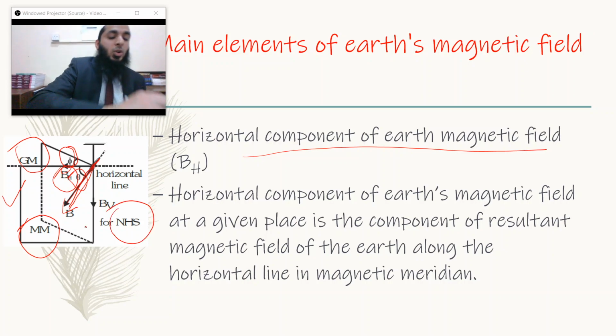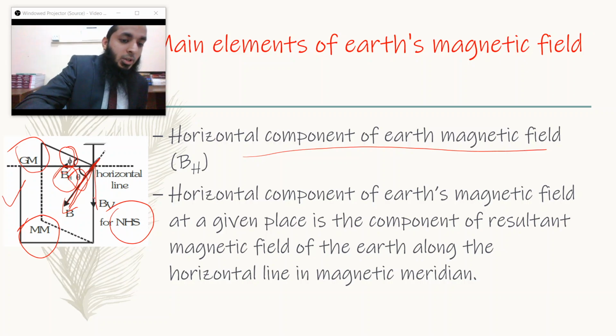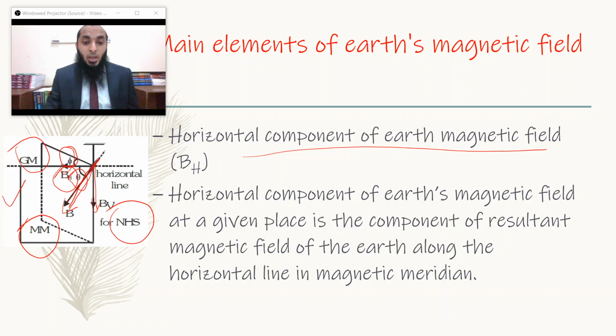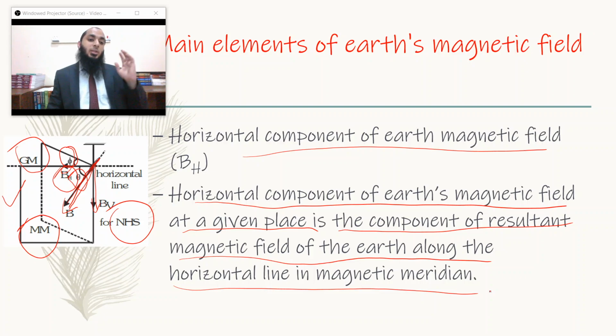The magnetic field is shown downwards, clearly because it is the northern hemisphere. We said that the north pole will be oriented downwards, and the magnetic field line will be along the direction in which the north pole is oriented. This is the vertical component, this is the horizontal component. The horizontal component of Earth's magnetic field at a given place is the component of the resultant magnetic field of the Earth along the horizontal line in the magnetic meridian. We have discussed that.